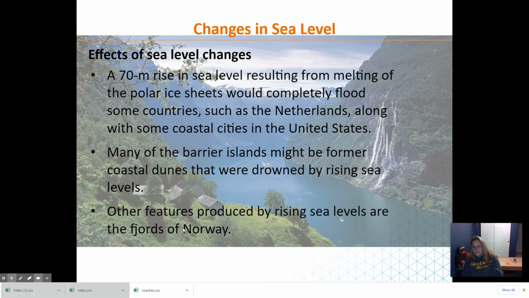But some of the features that have formed because of this are fjords, like you can see in the picture in the background. This is in Norway, and they're known for their fjords. These are glacier carved areas. So this was during the last ice age. This was glacier carved. So these are U-shaped valleys, and those U-shaped valleys are now flooded by ocean water. And so that is called a fjord, and they're very beautiful. But they are just formed by glaciers and rising sea level.